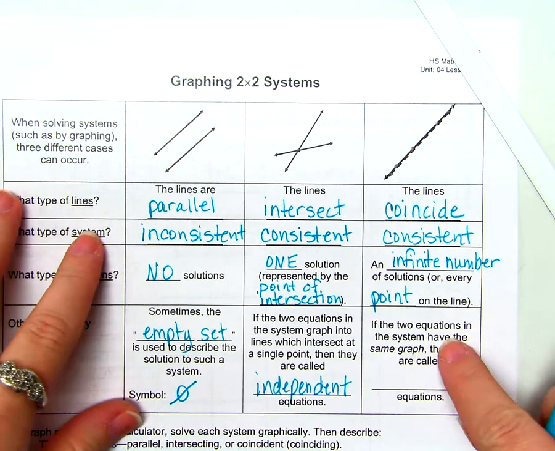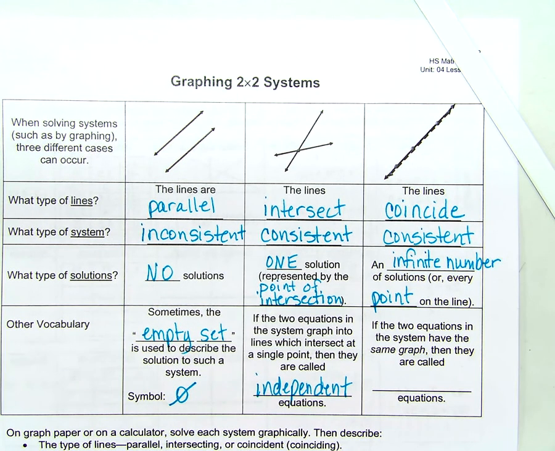It's okay. If the two equations in the system have the same graph, then they are called? Any guesses? Dependent. Yeah, absolutely.